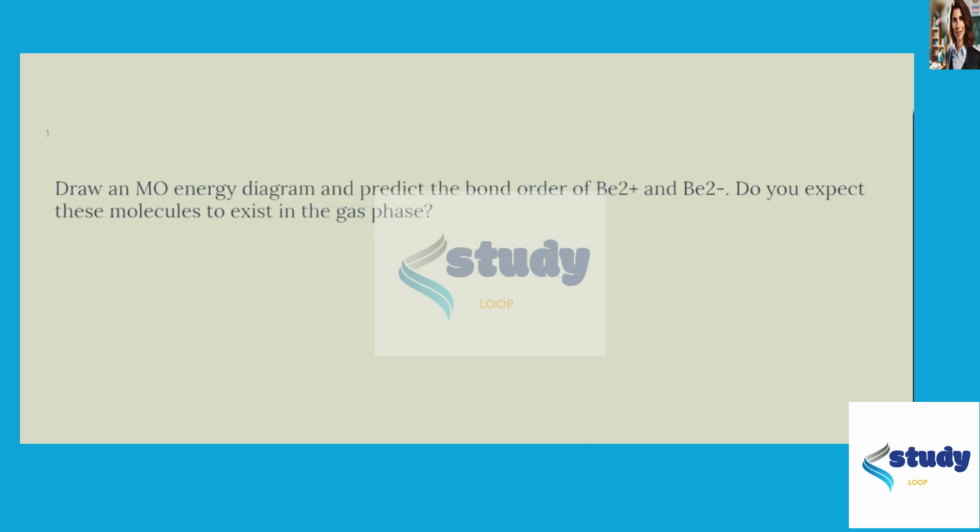Okay, so we're drawing a molecular orbital energy diagram. We're trying to predict whether we expect beryllium 2 plus and beryllium 2 minus to be stable, and if we can see them existing in a gas phase. So we start off by looking at each beryllium separately. It has a 2s orbital, and because it has 2 electrons, it's going to be completely filled.